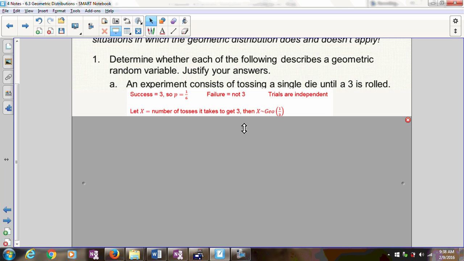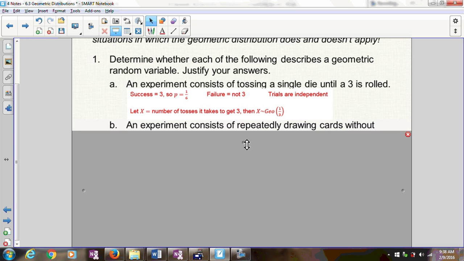So this actually does, sorry, that's really written small. This does qualify as a geometric distribution because we're counting the number of tosses it takes to get a 3. So I would say that x is distributed as a geometric random variable, and the probability of success should say 1/6. I'm sorry, I must have typed a 3 in there, but this should say 1/6 since there's a 1/6 chance that we'll roll a 3.